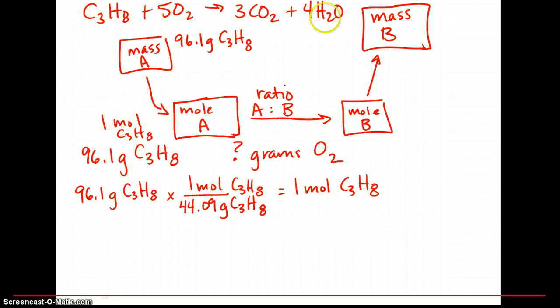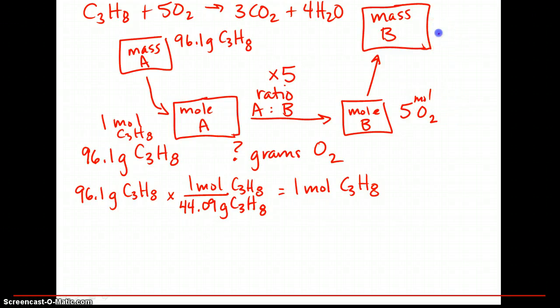I have to go back to my equation to see how many moles, for every 1 mole of C3H8, I make 5 moles of oxygen. So it looks like I'm going to need, with this quantity, 5 moles of oxygen based on this, because I need to take my number and times it by 5, and I use my equation to figure that out. So in this case, it's an easy calculation. It's 1 times 5 equaling 5. So in that case, now I have my moles of oxygen.